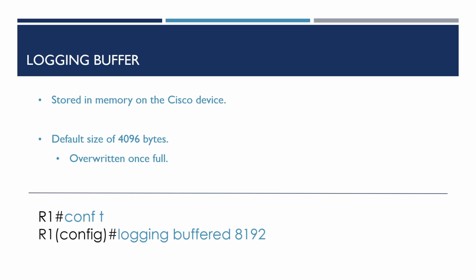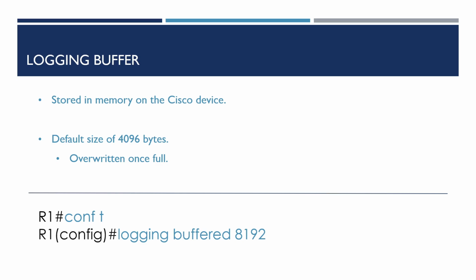We can change the size of the buffer allocated to Syslog using the command on the screen. The command required is entered in a configuration mode and is logging buffered, and then the amount of bytes we want to allocate to our Syslog storage. It's key that we don't allocate too much memory, else there'll be limited memory to perform other essential tasks on the device. It's also important to note before we move on, because Syslog messages are stored in memory, these are lost upon reload of the device.